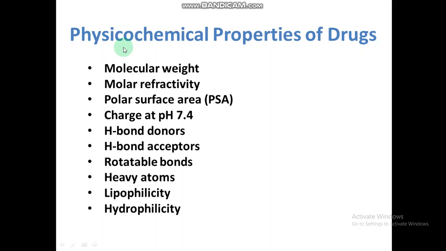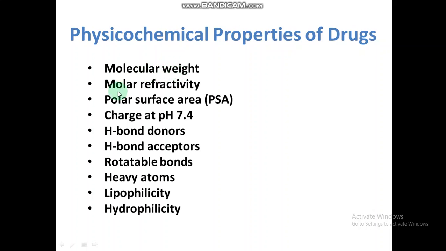Physicochemical properties of drugs. In physicochemical properties of a drug, we should observe what kind of properties our medicine or drug has. So we observe its molecular weight. First of all, we should keep in mind what the molecular weight of our medicine is. It should not be more than 500 Dalton.